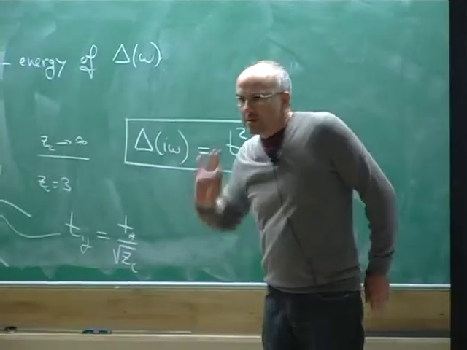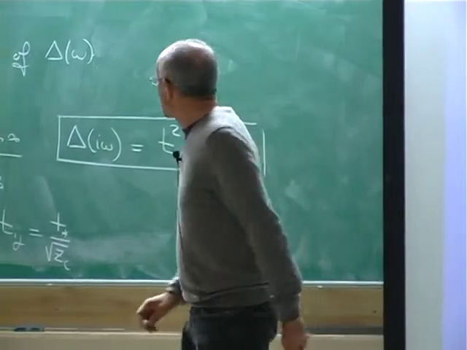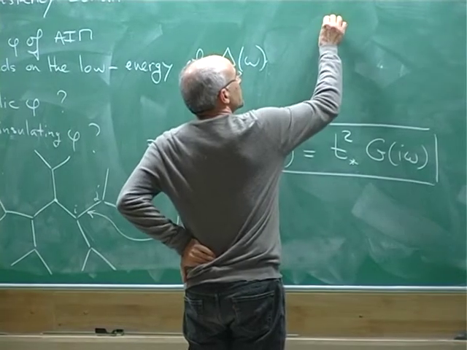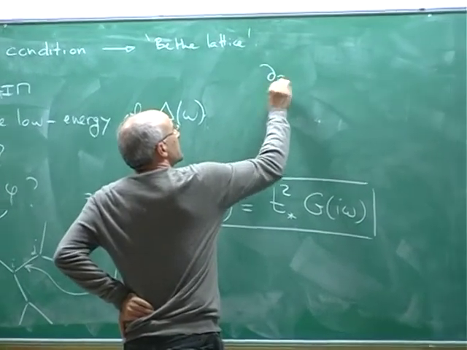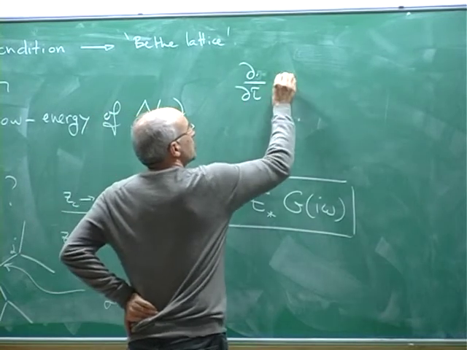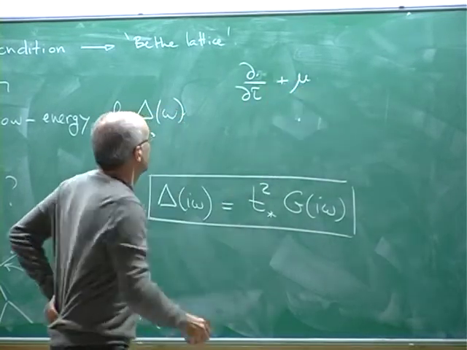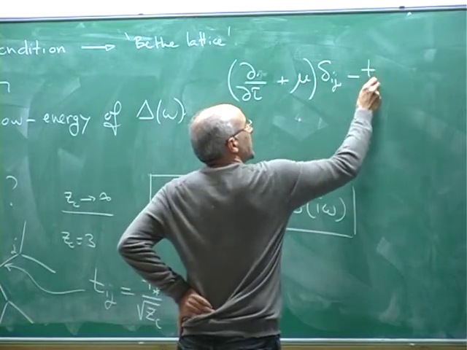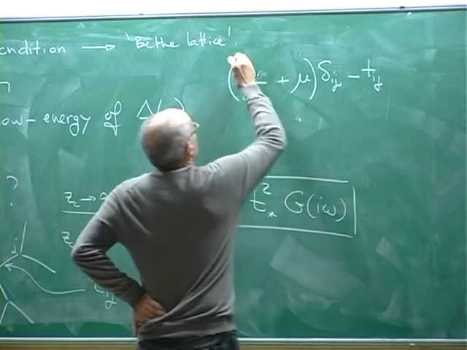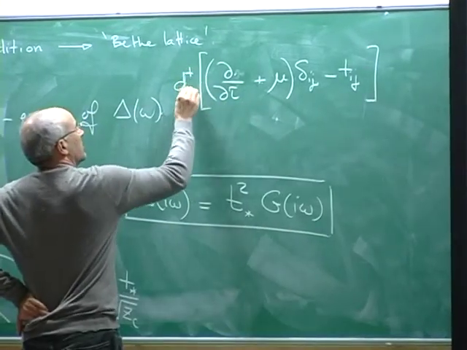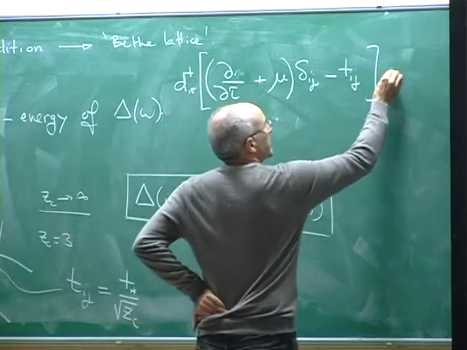Let's consider the free electron problem on this lattice. The free electron problem on this lattice will have an effective action which will be something like the integral of d tau, plus mu or minus mu or whatever, times delta ij, minus Tij, d dagger i sigma, dj sigma.